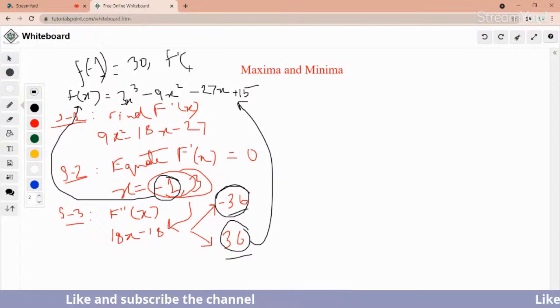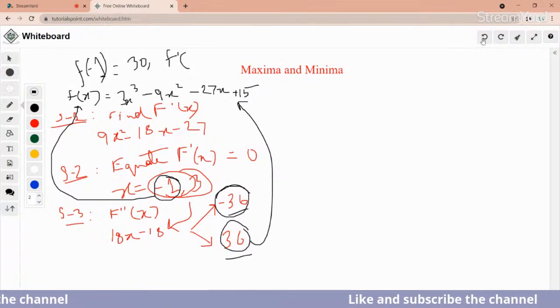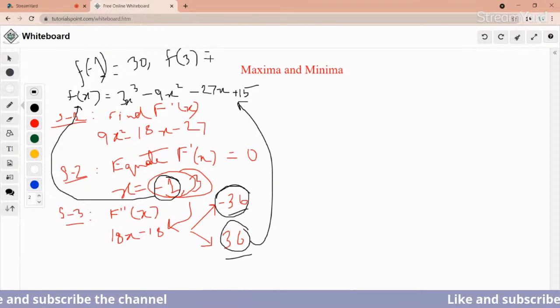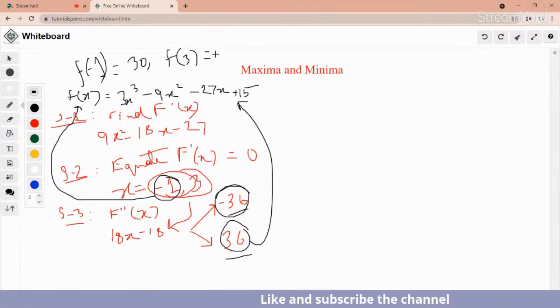and f of, sorry, I'm very sorry, I have written there a dash. It's not a dash, it's f of 3 only. Okay, sorry for my mistake. So f of 3 will give you the value as -66.